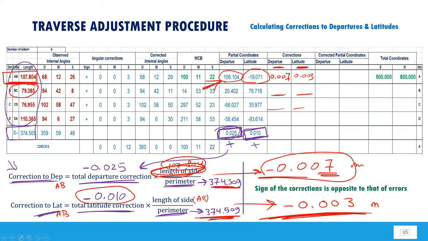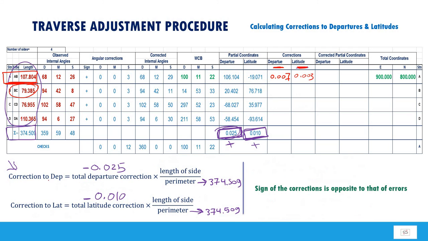Let me just clean some of the numbers. So here, if I would like to calculate the correction to departure and the correction to latitude for line BC, the total departure correction, the same value, and the perimeter will not be changed. The only thing that would be changed is the length of the side, because we are working on a different side now, which is BC. The length of the side BC in this case is 79.385 meters, and this is the same length that would be used here.